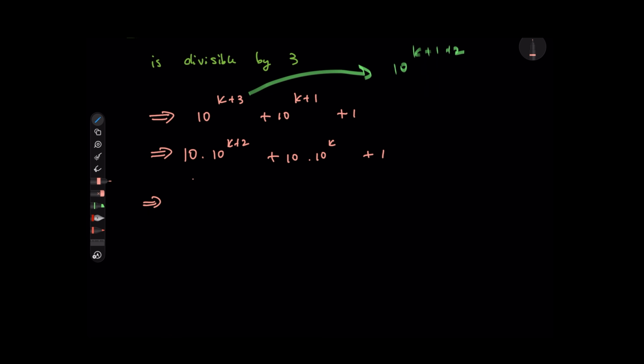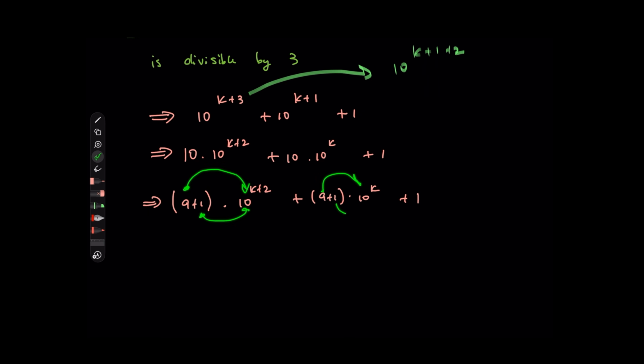So what I'm doing is I'm taking this number 10 here. I'm going to rewrite it as 9 plus 1 by 10 to the power of k plus 2 plus, again, 9 plus 1, 10 to the power of k, multiply plus 1. Now, what I'm going to do is I'm going to expand the brackets. I'm going to take this number 9 and multiply it by this number 1 by this, and similarly here. Okay?